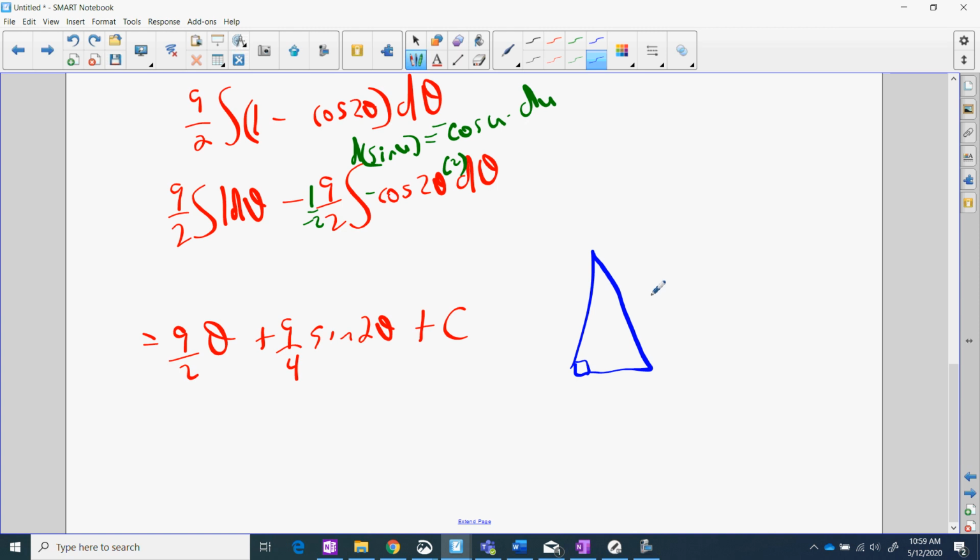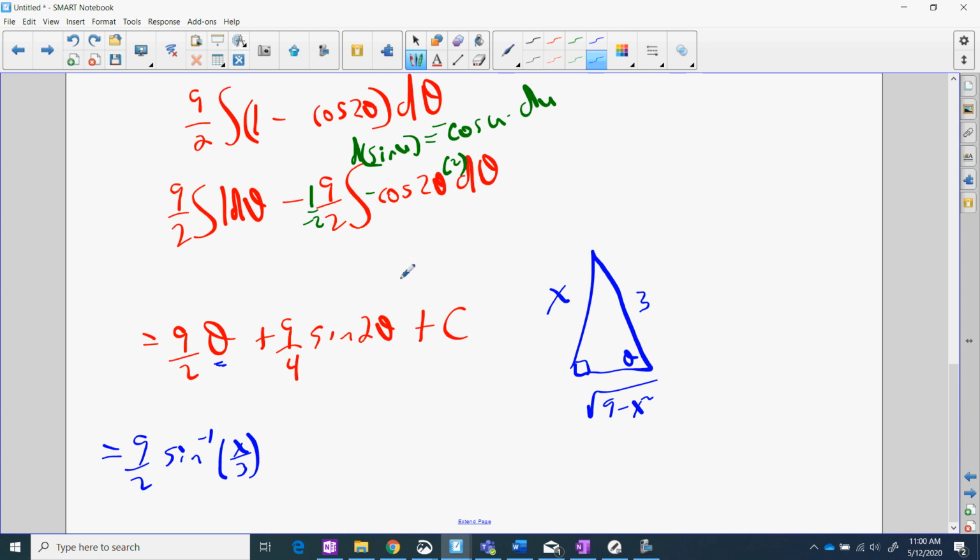I put the 3 here, the x here, square root of 9 minus x squared here, and I put my theta right here. Okay, so for theta, the easiest trig ratio I see would be these two sides, so theta would be inverse sine of x over 3. That would be a representation of just theta.